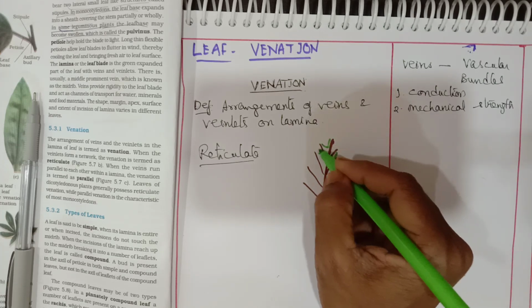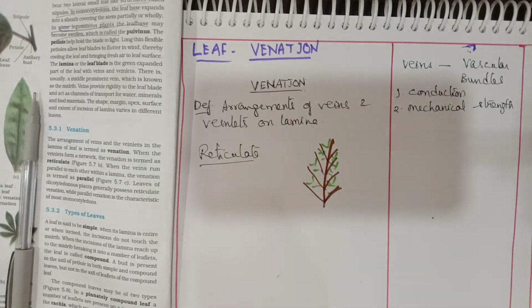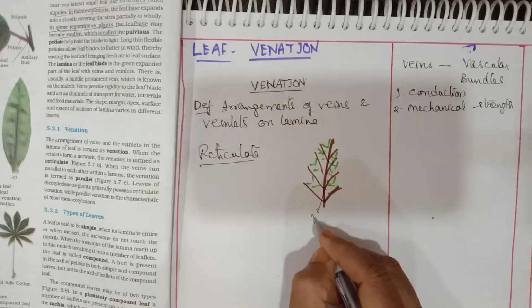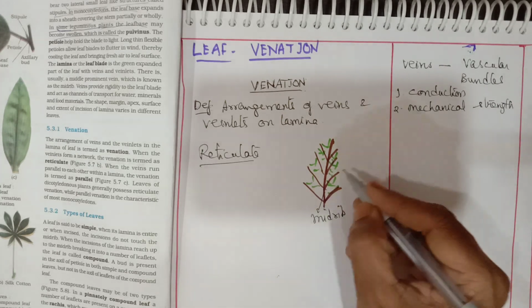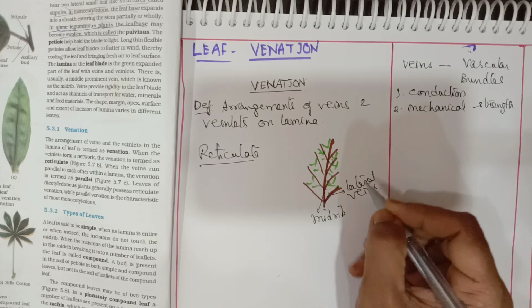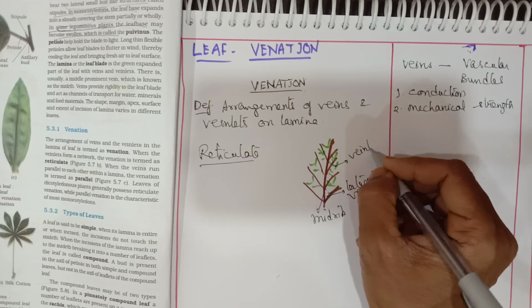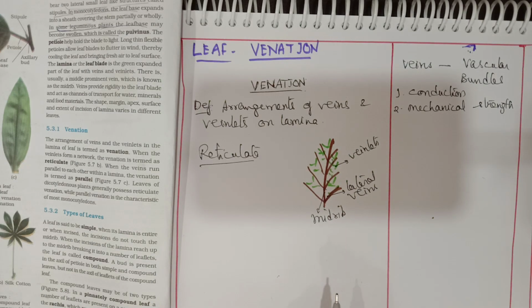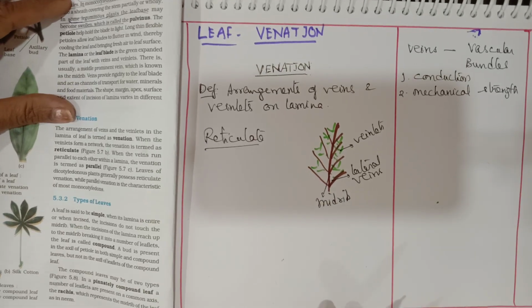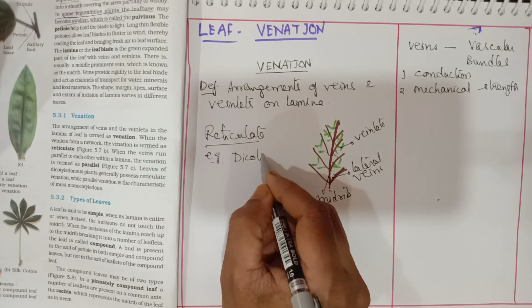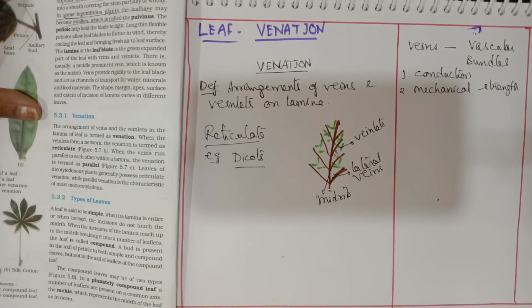In this type of venation, there are three types of veins: the main vein, called the midrib, and the midrib branches to form lateral veins, and the lateral veins further divide to form the veinlets. All these together, mainly the veinlets, form a network on the lamina, so it is called reticulate venation. Reticulate venation is commonly found in dicots. Very rarely we find it in some monocots also.